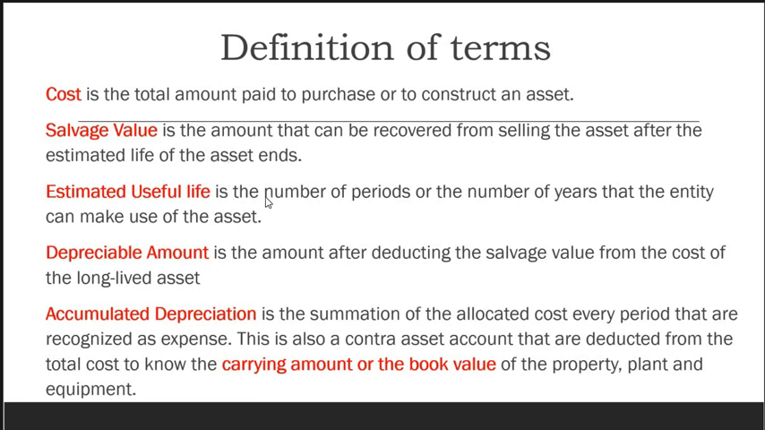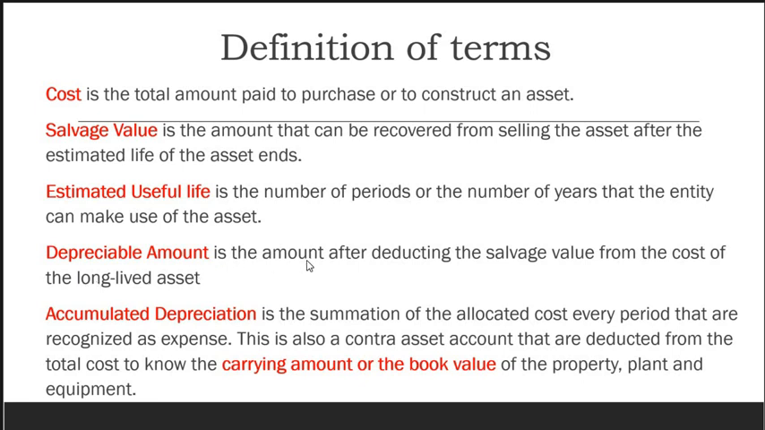Next is the estimated useful life. This is the number of periods or the number of years that the entity can make use of the asset. Estimated useful life will always depend on the entity. In actual practice, magdedepende yan sa policy ng company. May ibang company na nag-set talaga na, for example, if the amount is this much, then you have to depreciate it. The estimated useful life of that is 5 years perhaps, or 3 years. Depende lang siya sa policy ng company. And, of course, it should be reasonable.